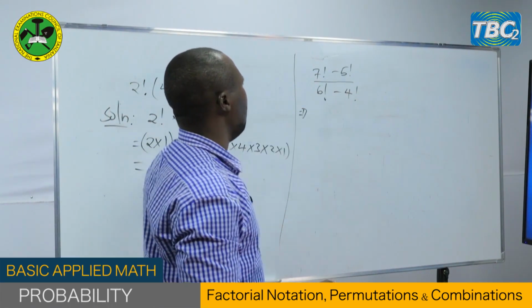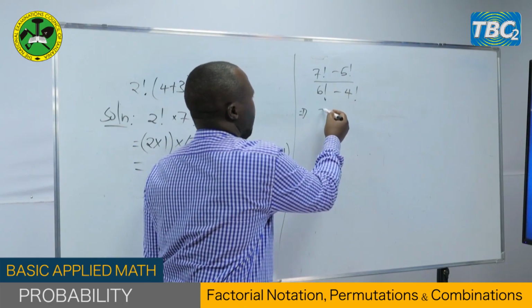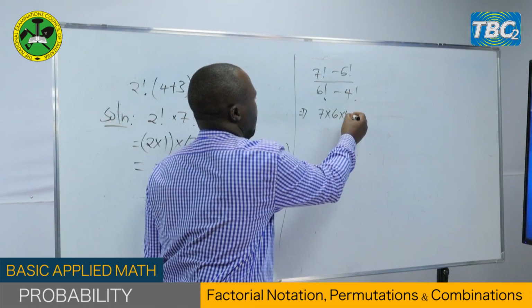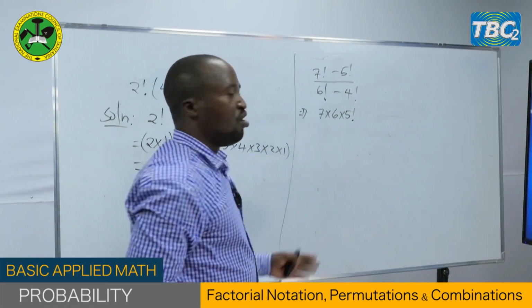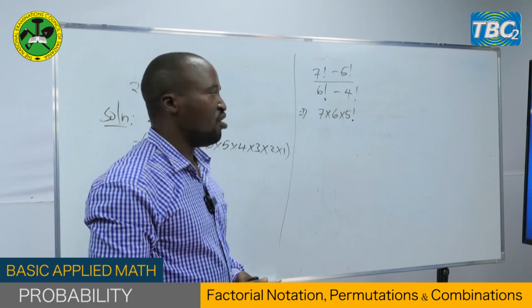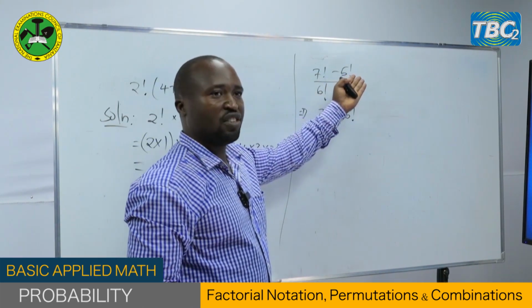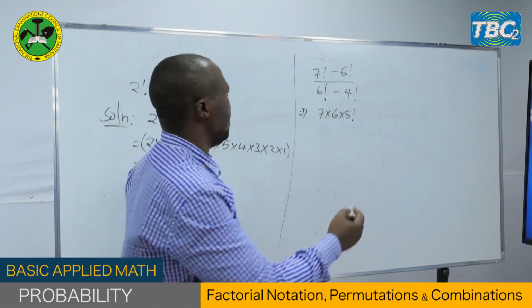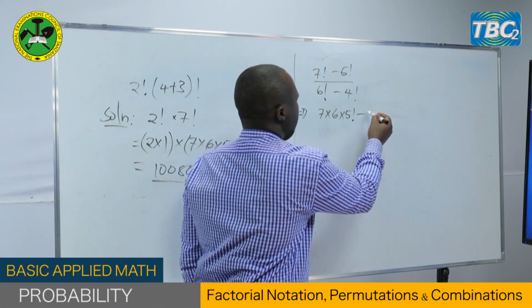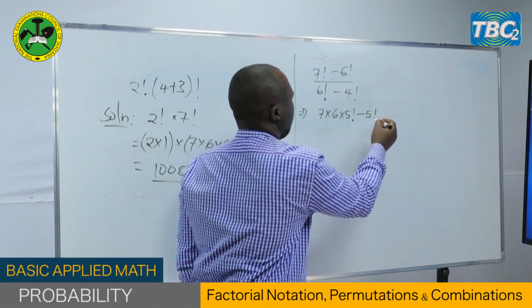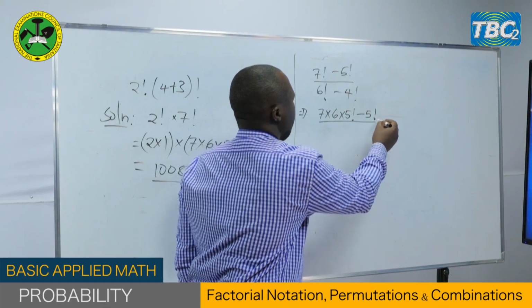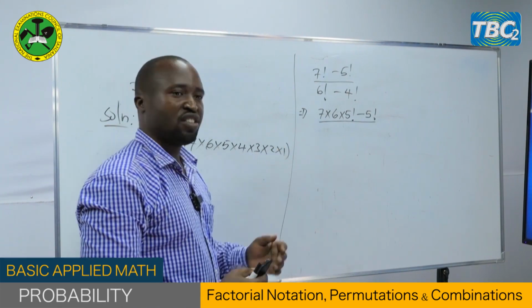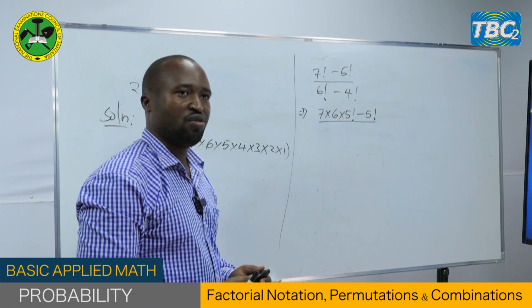For 7 factorial, this is the same as 7 times 6 times 5 factorial. Why 5 factorial? Because the last number is 5 factorial. It will help us to simplify the expression. So here we just say minus 5 factorial over, for the denominator side, we have 6 factorial minus 4 factorial.